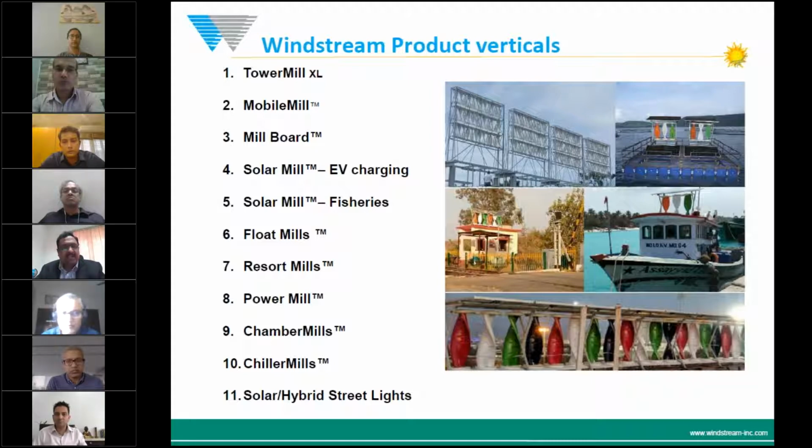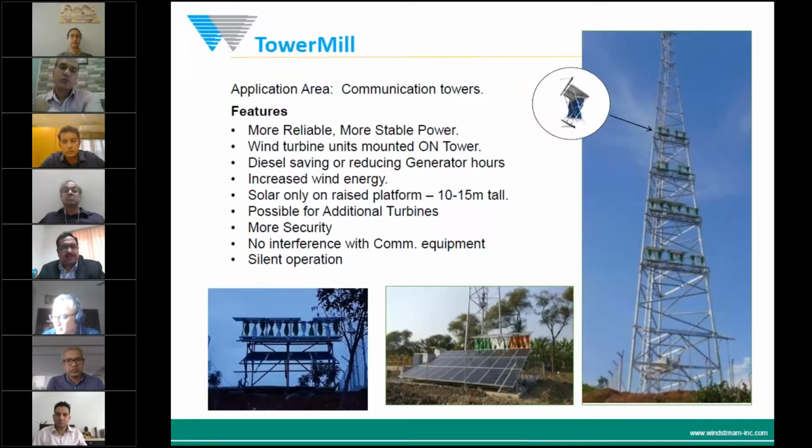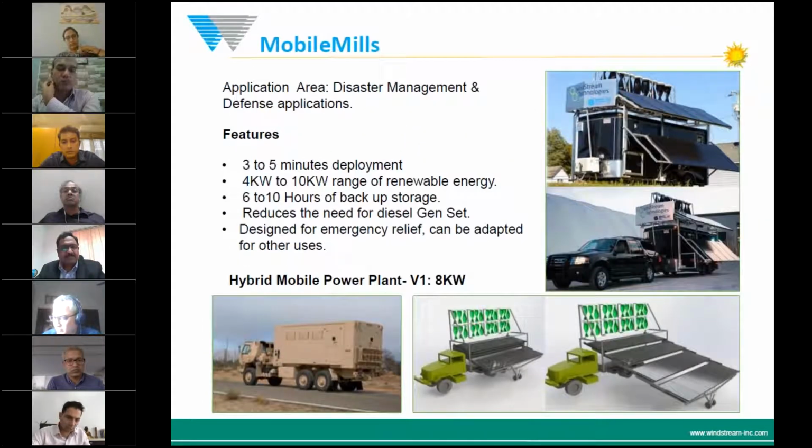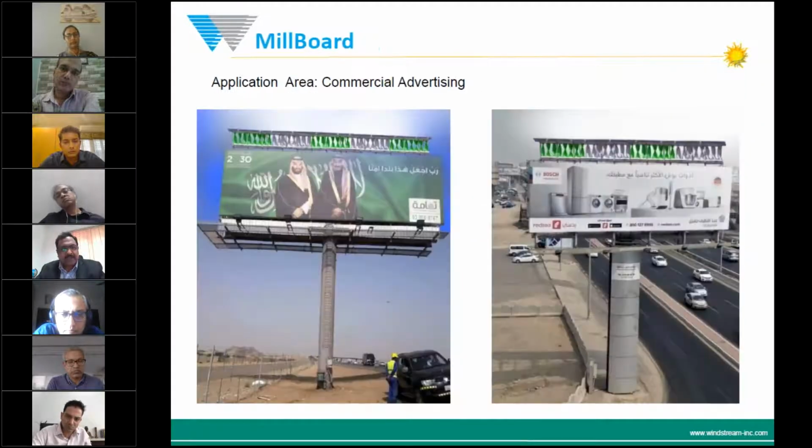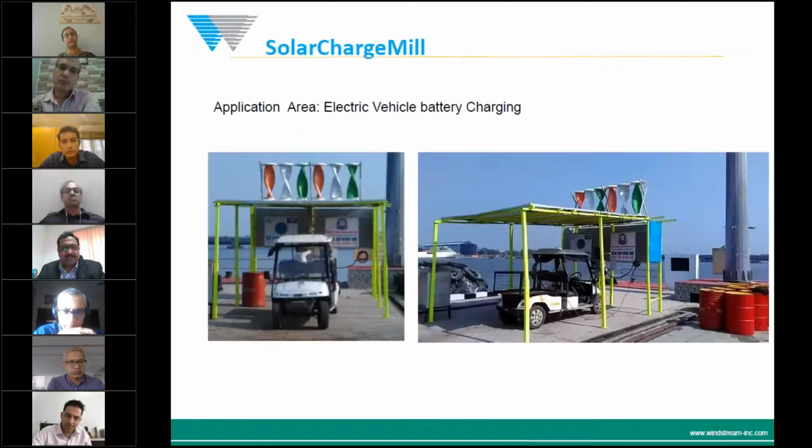We have productized our projects into telecom towers, where we have multiple systems, and then we have mobile mills, where you can put it on a mobile platform and transport it anywhere. And this we use a lot for defense purposes. And we have billboard applications, and these are banned in India, but we do it in desert areas in the Middle East, where we provide the power for the billboard lighting. And these are the electric charge stations that we have already deployed in defense for the Coast Guard.